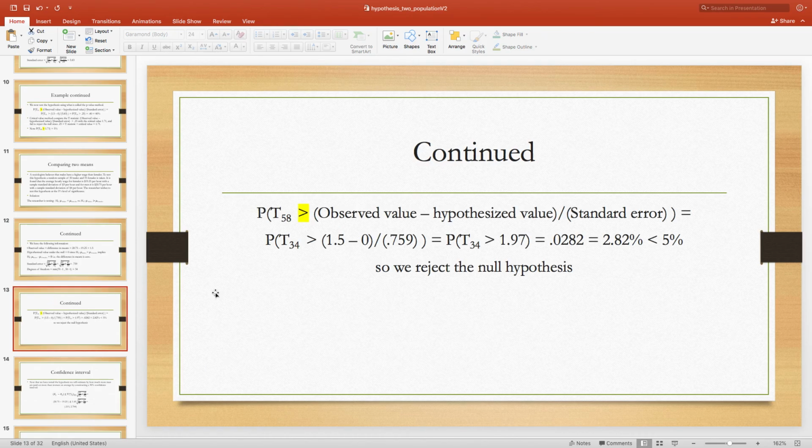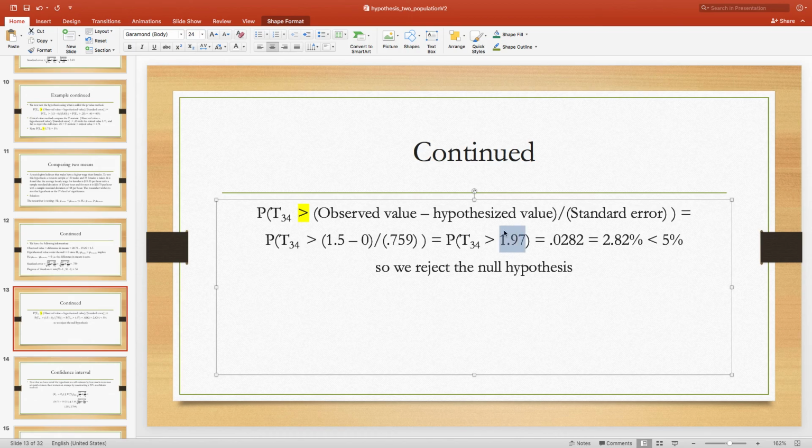So we're going to go ahead and calculate the t-statistic, and remember I have this greater than symbol here because the alternative is that it's a greater than. I calculate the probability that a t-distribution with 34 degrees of freedom is greater than this statistic. I calculate the statistic as the observed value minus the hypothesized value, that's 0, divided by the standard error, and I get 1.97. So I need to calculate the probability a t-distribution with 34 degrees of freedom is bigger than 1.97.